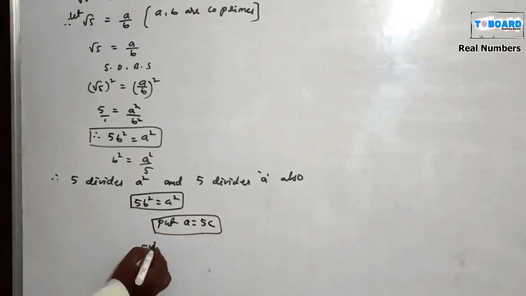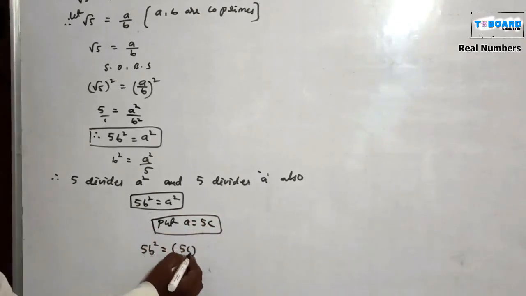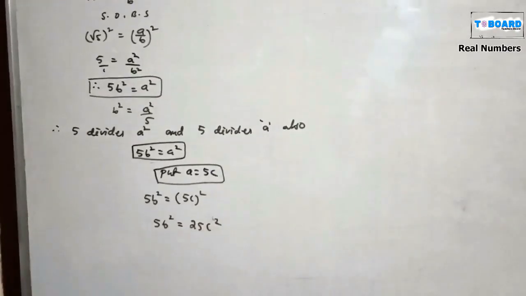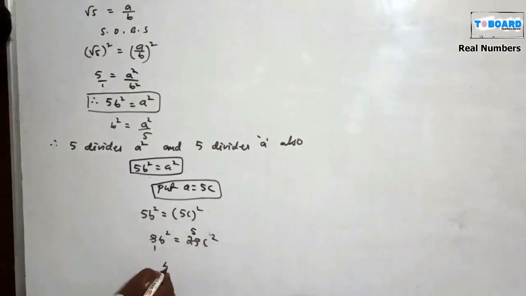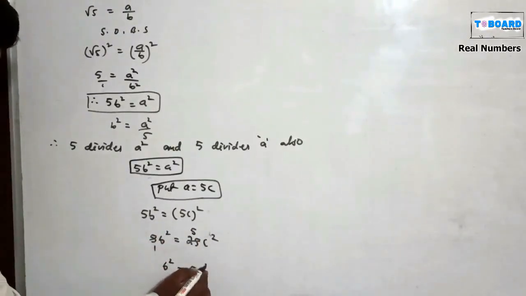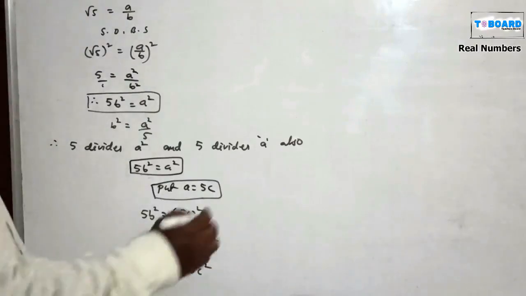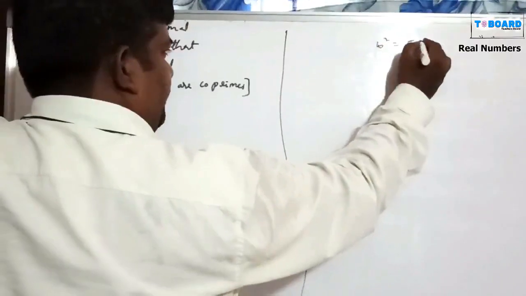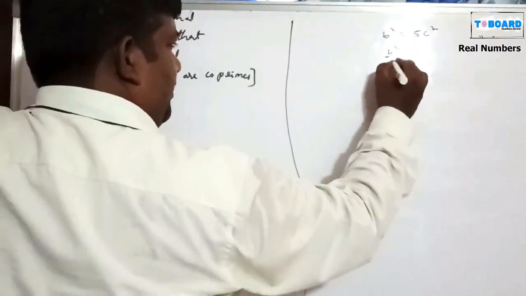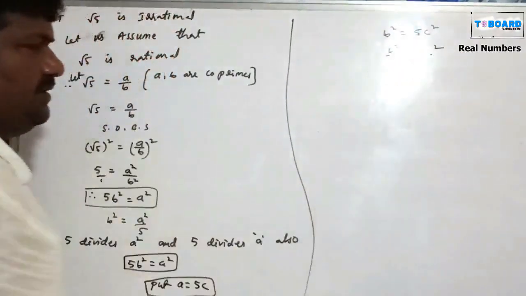5 b square equals 5c whole square. 5 b square equals 25 c square. Now cutting the 5s, b square equals 5 c square. b square by 5 equals c square.